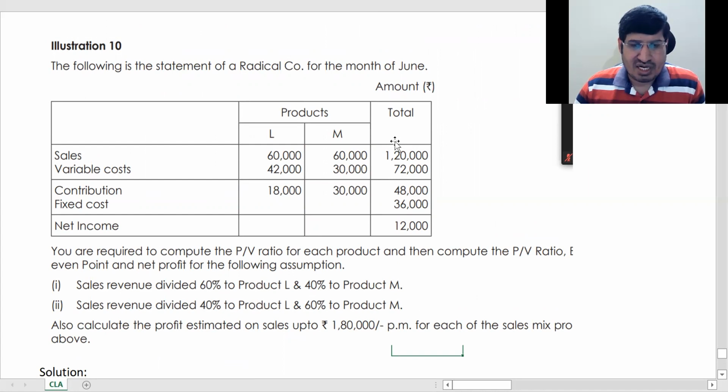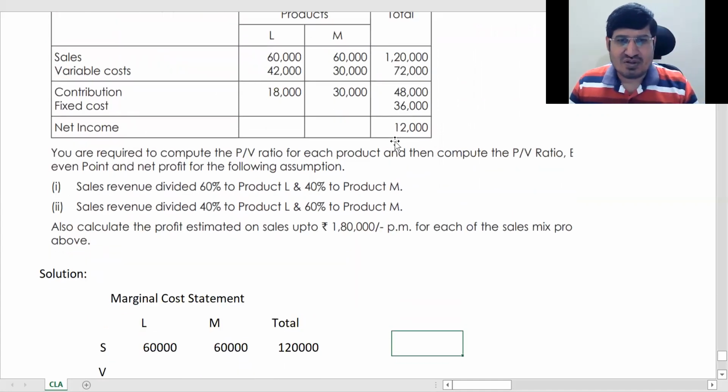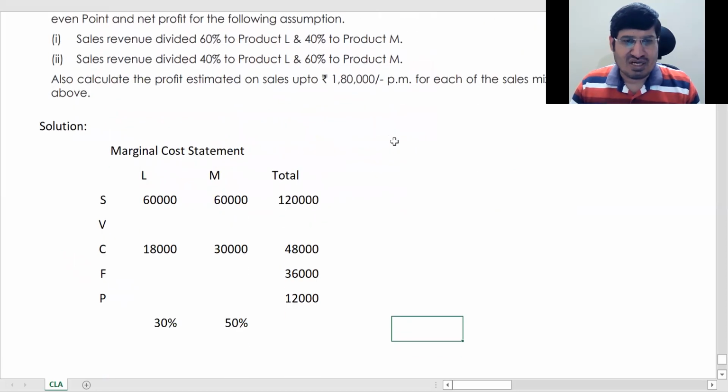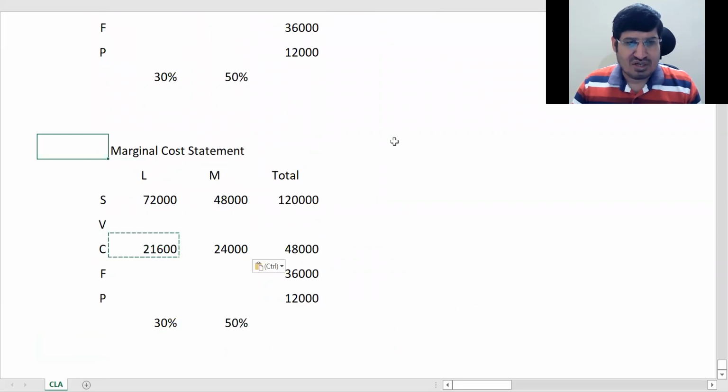Ratio for each product and then compute PV ratio. Okay, this much we have done for each product. And then we have to find for the whole thing. Okay, this is one. And the second option will take, what is the second option?